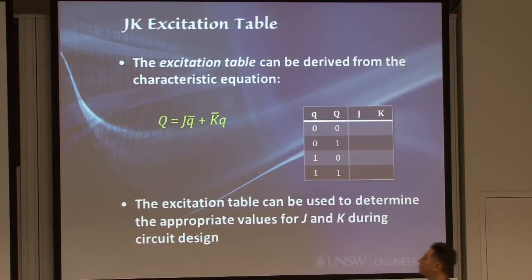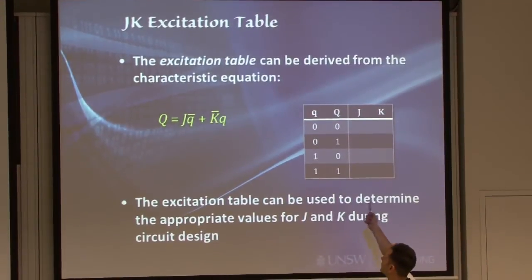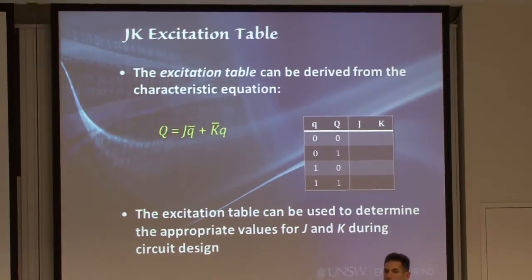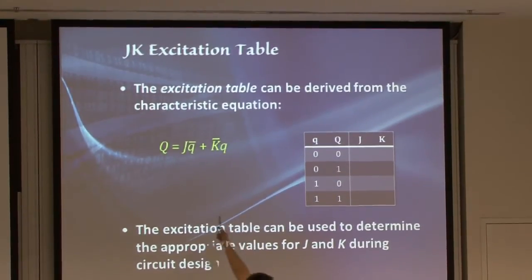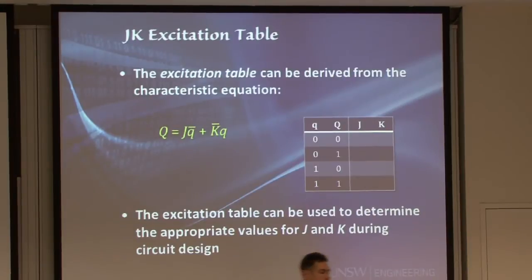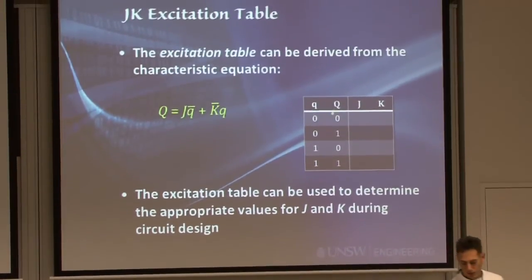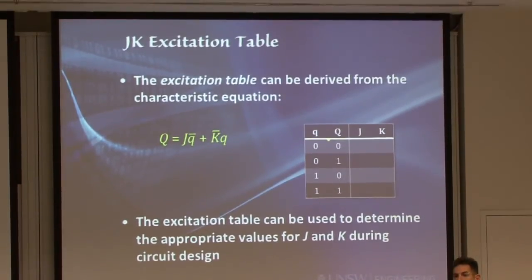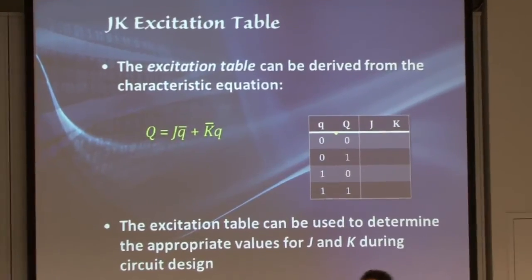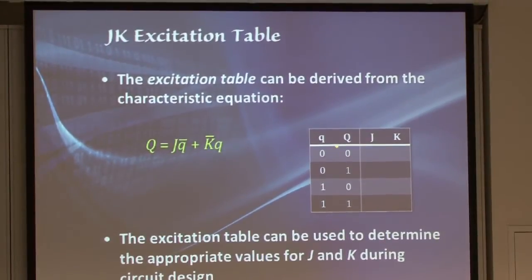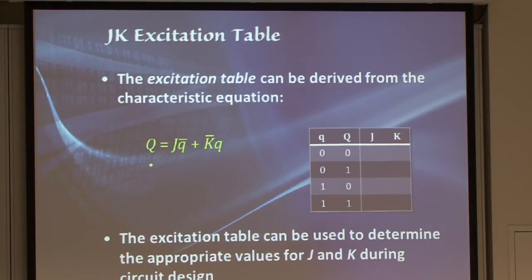Now, in order to come up with the values, I can pretty much set the values needed into my characteristic equation. And I can say, for example, let's take the first line here. The situation: my flip-flop is currently in state 0. I want to make the flip-flop stay in state 0, so that's the first line there. What should be the inputs to my J and K?